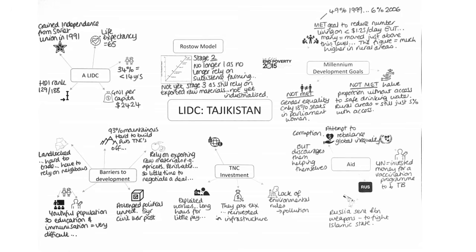So it's landlocked, so it's hard to trade, and they have to rely on their neighbours, which makes it very difficult. It's 93% mountainous, which makes it hard to build roads and buildings, and puts TNCs off because it's too expensive and too difficult to build there. They rely on exporting raw materials like apricots, which are perishable, so there's very little time to negotiate a deal.